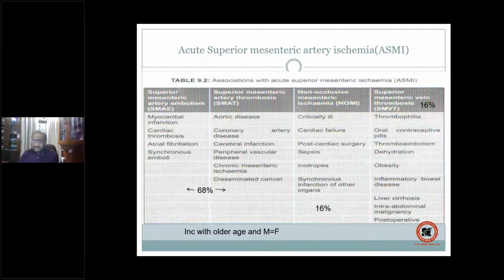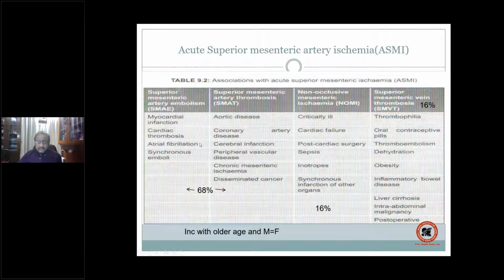And of course, we just now mentioned the mesenteric vein thrombosis, and one of the reasons could be thrombophilia or an oral contraceptive pill, thromboembolism, dehydration where your blood has become very thick, obese persons, inflammatory bowel disease, cirrhosis, post-operatively. So these are the major causes.